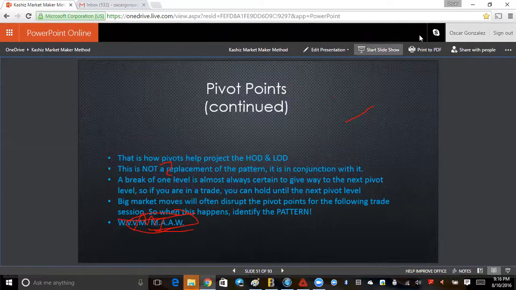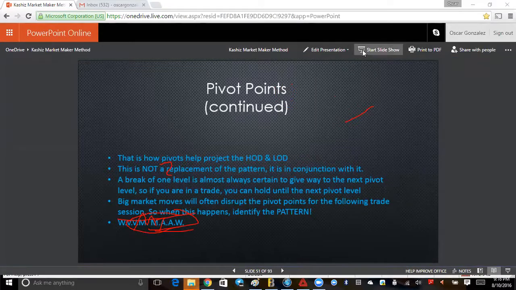Pivot points continue. So this is how pivot points help you project the HOD and LOD. Remember, this is not a replacement of the pattern. It is in conjunction with it.